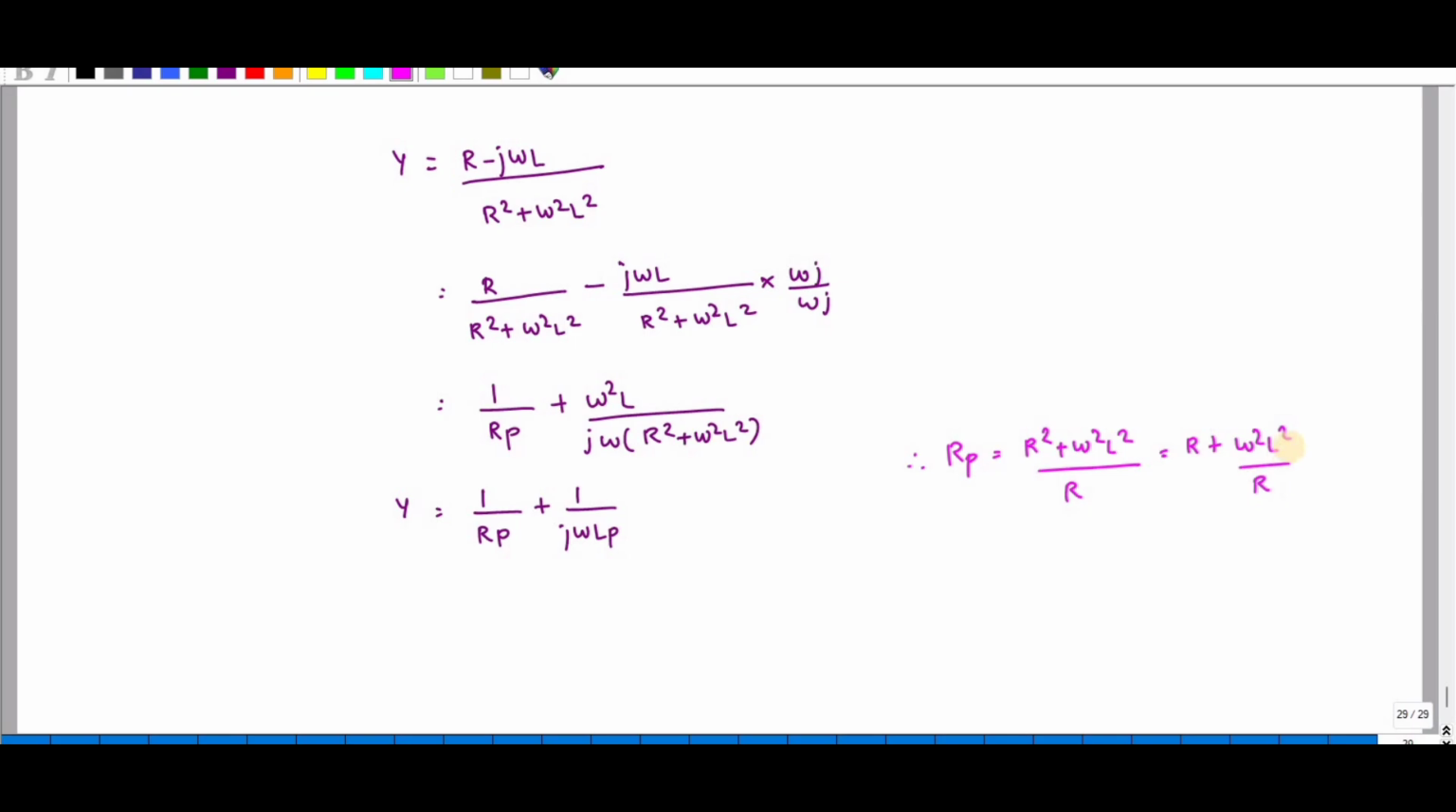So we know that the Q of the coil is usually large, okay, so that omega L value is always greater than R in the frequency range of operation. So therefore I can write this one as omega square L square by R, okay, Rp.